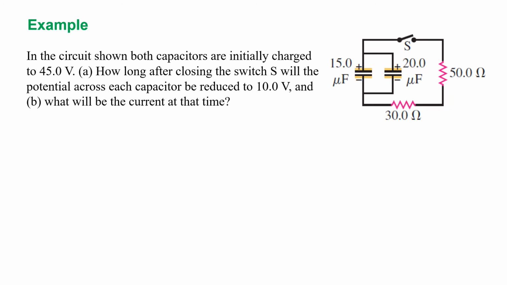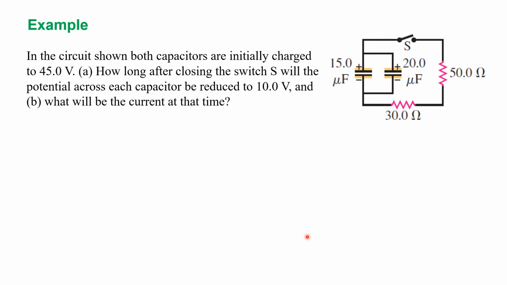Let's have another example. In the circuit shown, both capacitors are initially charged to 45 volts. So you have two capacitors that are in parallel, and both of these capacitors are initially charged to 45 volts. How long after closing the switch S will the potential across each capacitor be reduced to 10 volts? And what will be the current at that time?